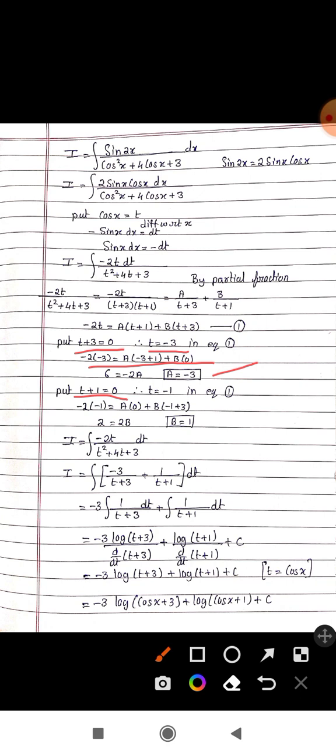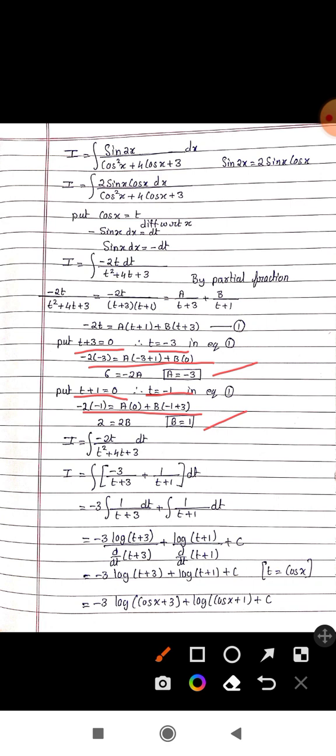Now put t plus 1 is equal to 0. So t is equal to minus 1 in the first equation. So minus 2 times minus 1 is equal to a times 0 plus b times minus 1 plus 3. Solving, we will get b is equal to 1.